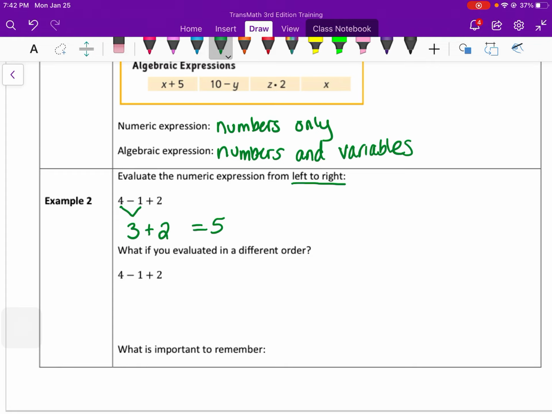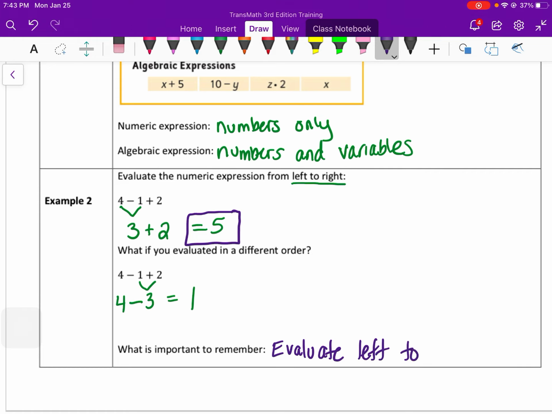Let's look at what happens if we evaluated in a different order. How about if we did 1 plus 2 first and got 3, and then we did 4 minus 3, and now we get 1. So we can see that we don't get the same answer. The correct answer for this problem is 5. So it's very important to remember that when adding or subtracting, we need to evaluate from left to right, because if we don't, we get two different answers.